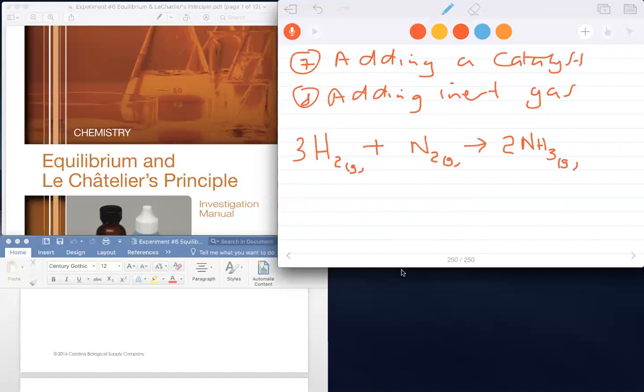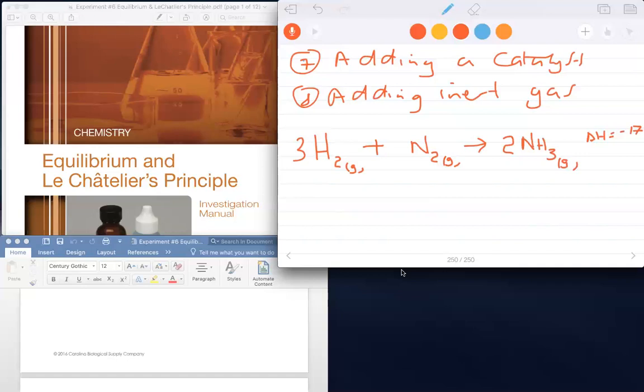You may see that delta H right here equals negative 17. This is negative. What does that mean? Is it exothermic or endothermic?